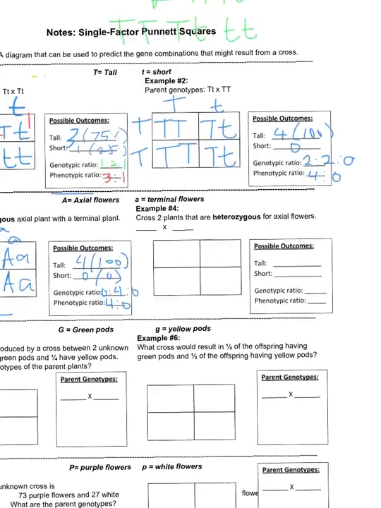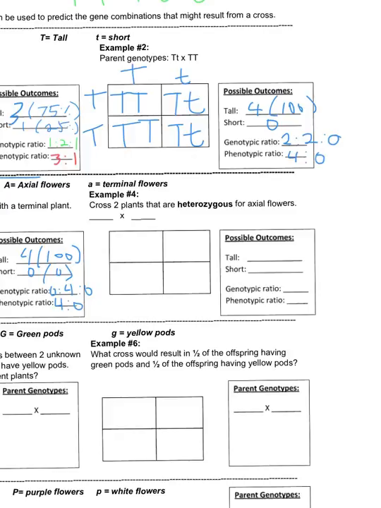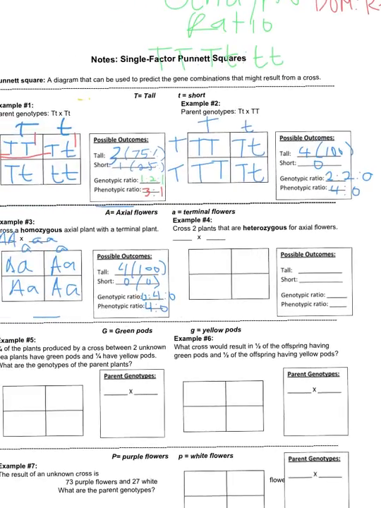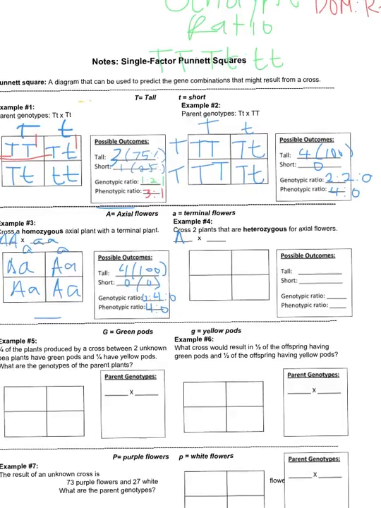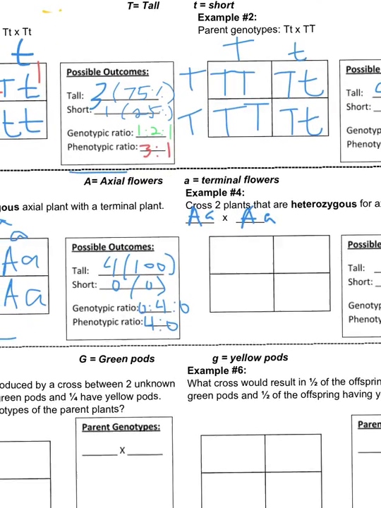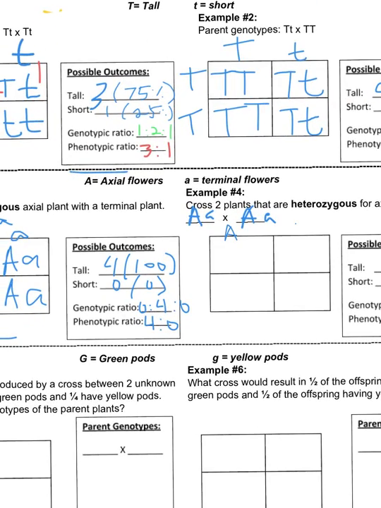Next problem says we have a cross between 2 plants that are heterozygous for axial flowers. Remember, heterozygous means 2 different letters. So up here, they're heterozygous, so they have a capital A and a lowercase a. And it doesn't matter what parent you put where, remember? Cross it on out.